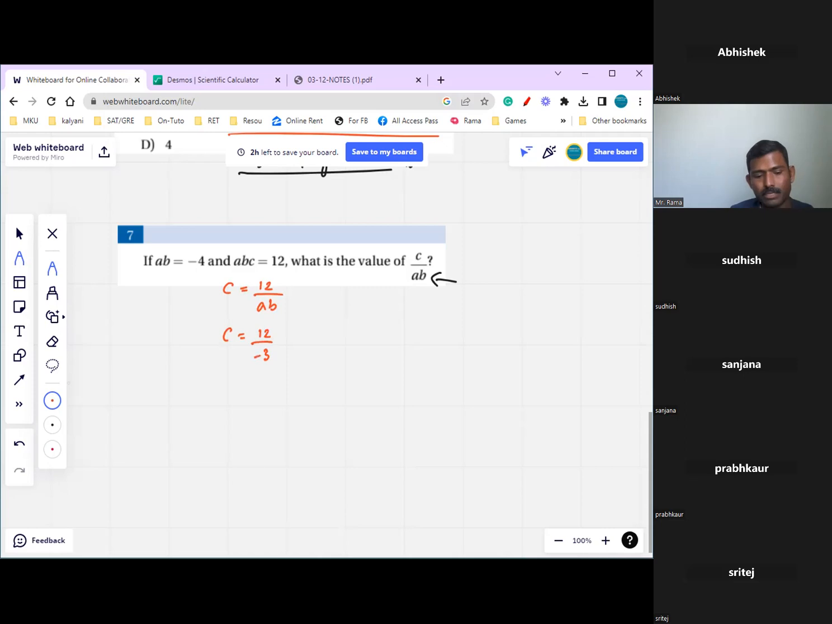So that means 12 over -4. I did the math already in my head. So AB is -4, and if I divide it, C is -3. So C is -3. Just plug it in. So all I need is this: C is -3, AB is -4, and then your answer is 3/4. This is the easiest question, but sometimes we gotta be careful with them.